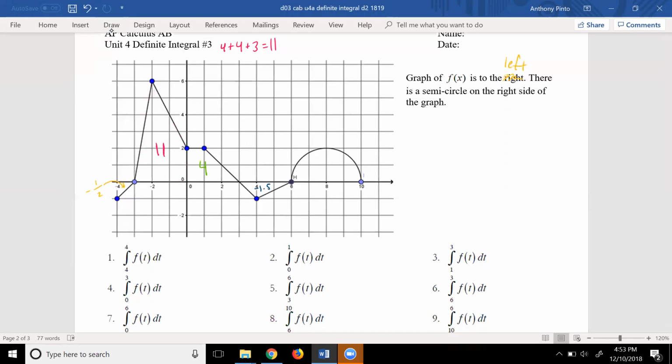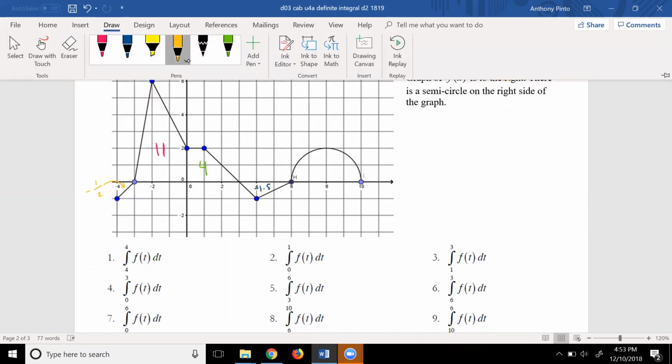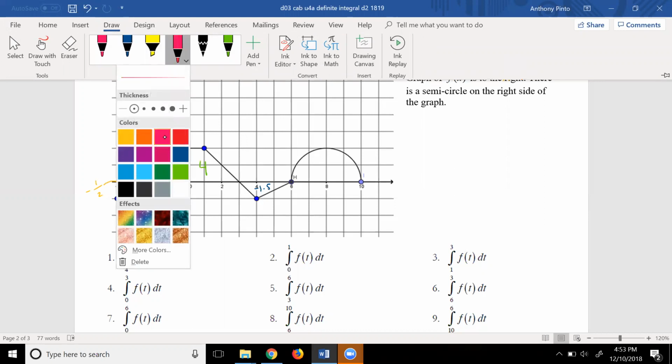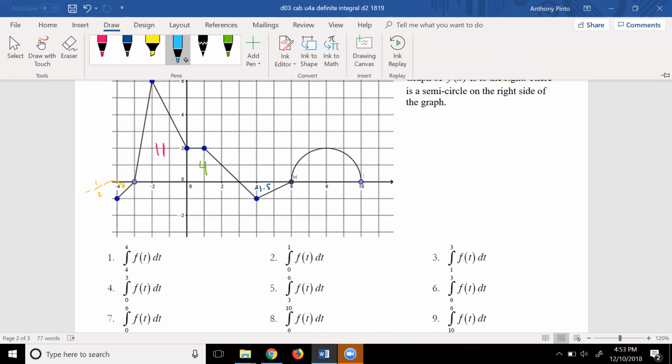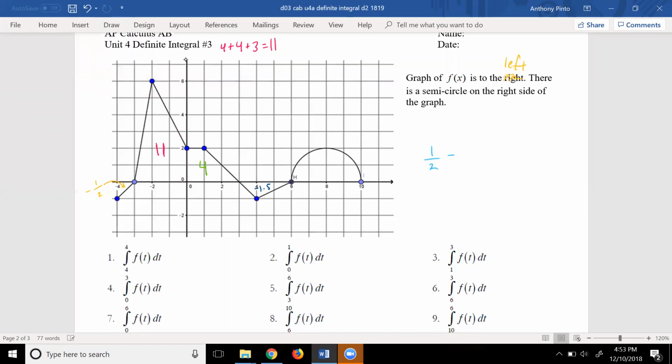And then finally, our semicircle, let's do this light blue. That's 1/2 pi r squared. 1/2 pi times our r is 2 squared. That's 4 pi divided by 2, or 2 pi. All right. And then we're going to use these values in order to complete 1 through 21 below.